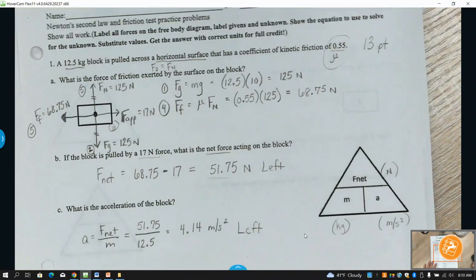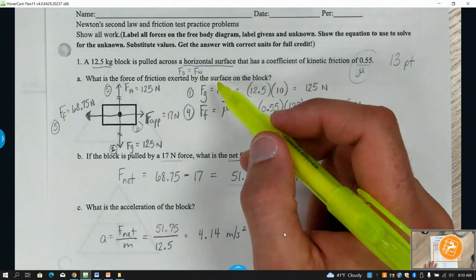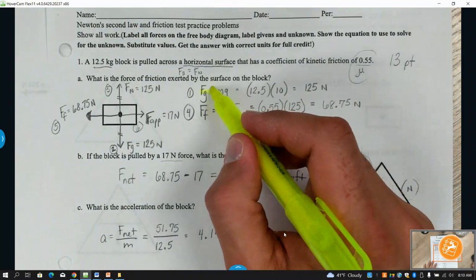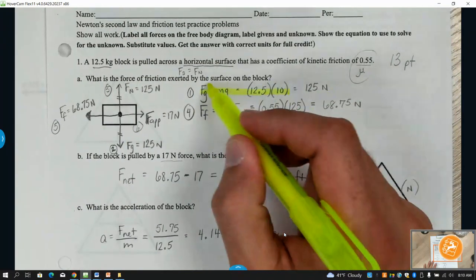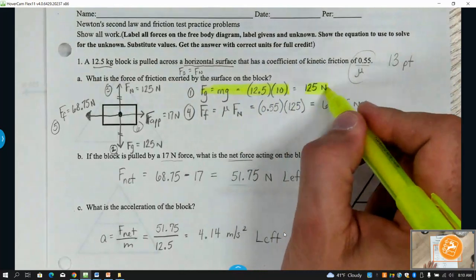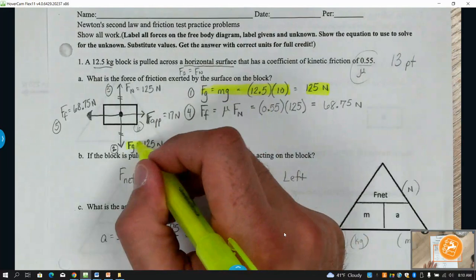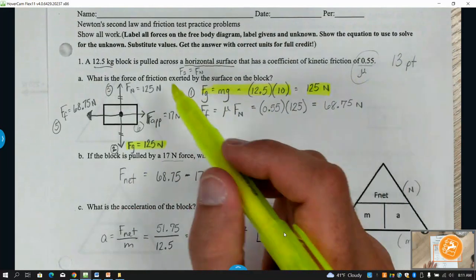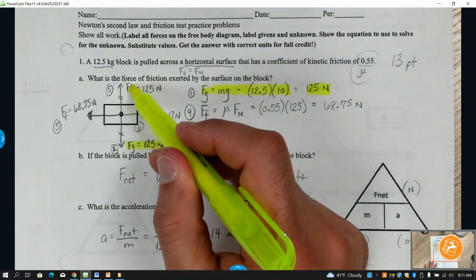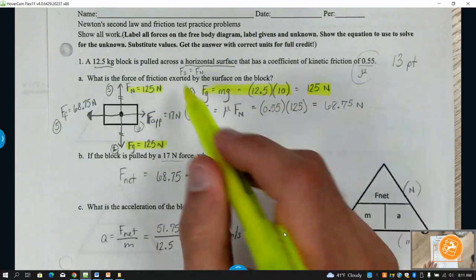So in this, all right, you get a point for showing the equation and the work here. So that's 1 point. 2 points for obviously getting that right number. 3 points for drawing that in. 4 points for drawing in the vector and labeling it. So we have 1, 2, 3, 4.